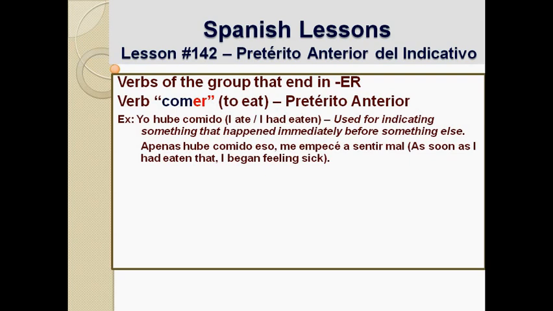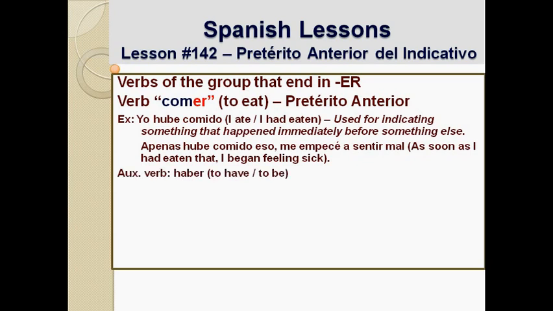Apenas hube comido eso, me empecé a sentir mal. This means, as soon as I had eaten that, I began feeling sick. Right? So here we can see we have two different moments that happened in the past, and one is immediately before the other. Right? There we use the pretérito anterior. Hube comido is pretérito anterior.